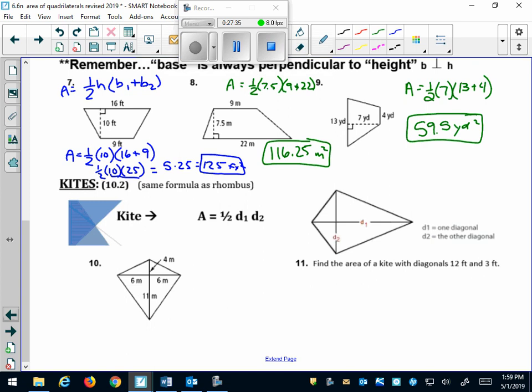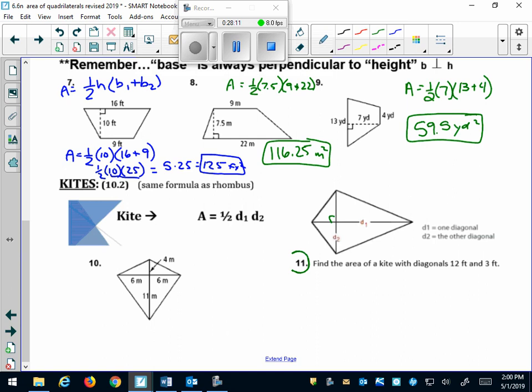Kite has the same formula as a rhombus, 1/2 d1 times d2. What do kites and rhombuses have in common as far as their diagonals go? They're both perpendicular. So again, with a kite, we have all right angles being formed here. So there's right triangles. So again, maybe some Pythagorean theorem might happen. Anything with right triangles is possible. Pretty straightforward formula. 1/2 d1 d2.